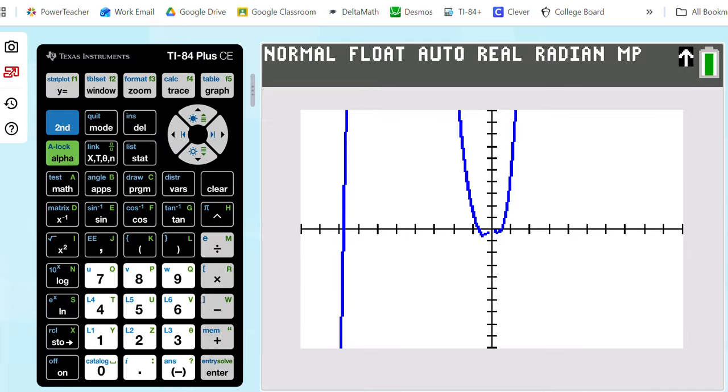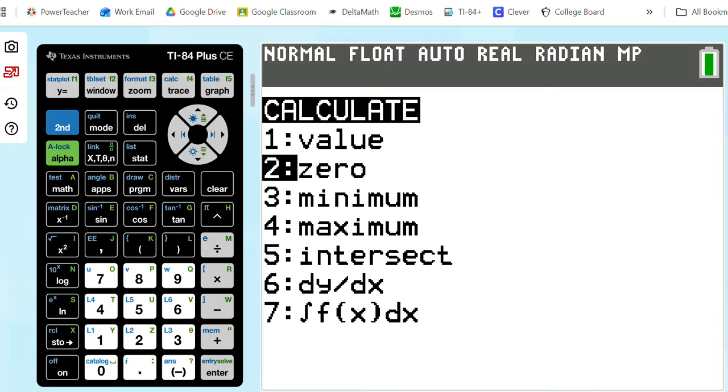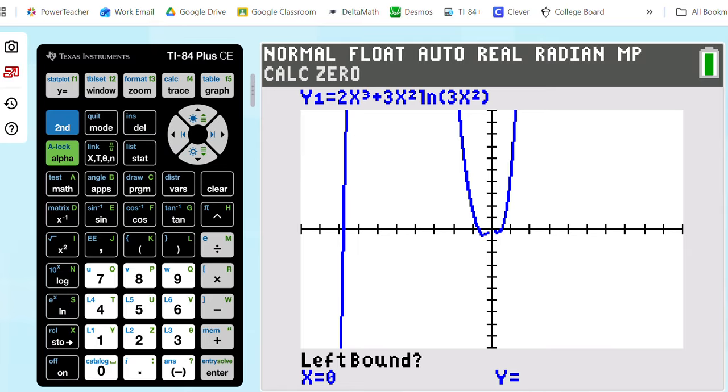So we'll hit second and then trace and choose option 2 for 0. And we'll just scroll over for a while here until our cursor shows back up. There it is. We are now to the left of our x-intercept. So we'll hit enter. We'll scroll to the right of our x-intercept. We'll hit enter. We'll hit enter again.